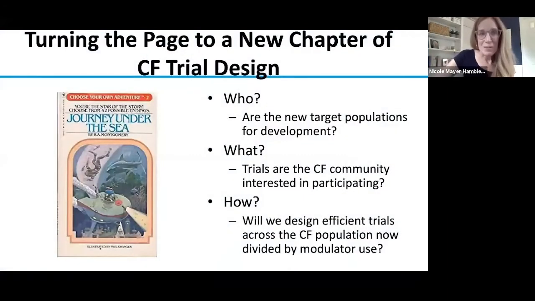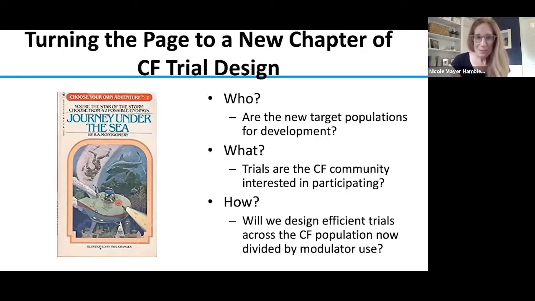Well, it is an understatement to say that we are turning the page to a new chapter of CF trial design. For those of you who grew up in the 80s, not to date myself, you may remember those Choose Your Own Adventure books. I think that's a perfect analogy of where we are at today, as we need to explore who are the new target populations for development, what trials the CF community is interested in participating in, and how we are going to design efficient trials across the CF population now divided by modulator hues. It's really the combination of the who, what, and how that is going to define our future therapeutic pipeline.